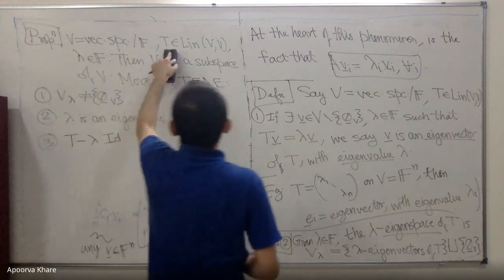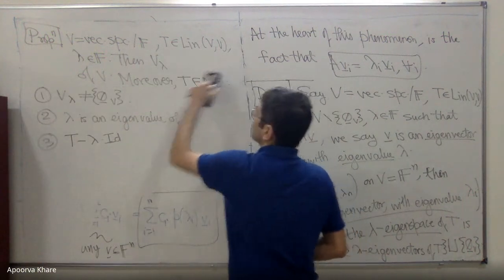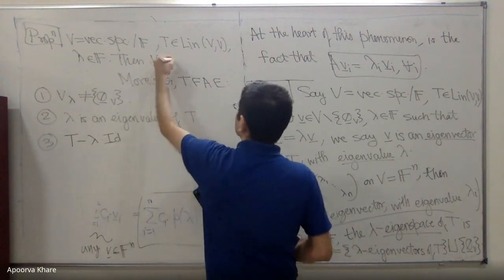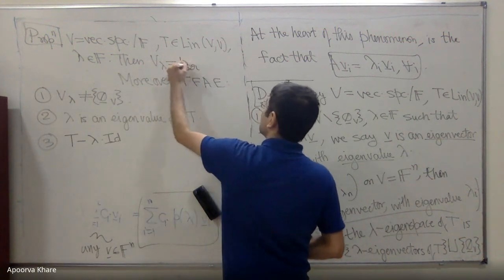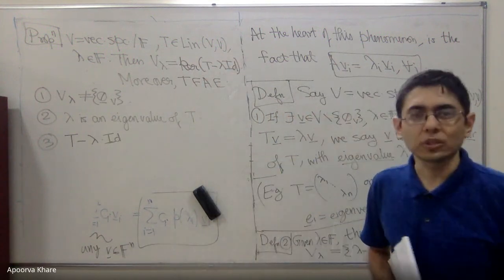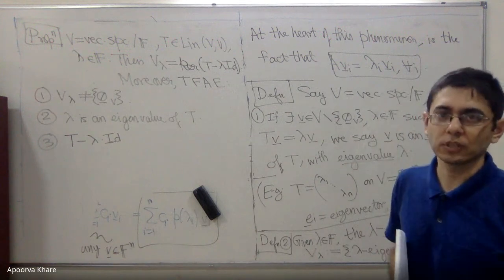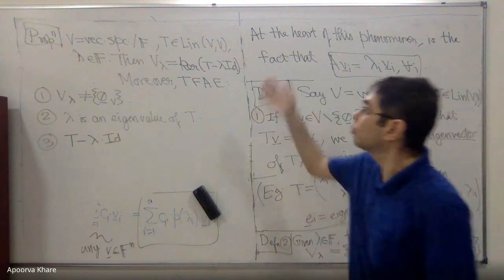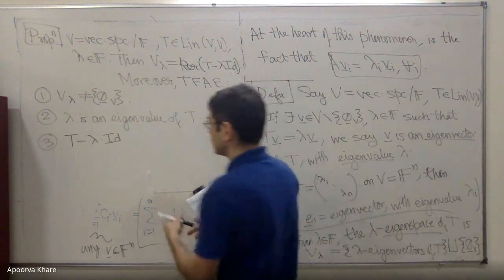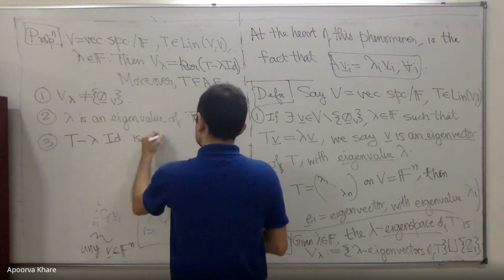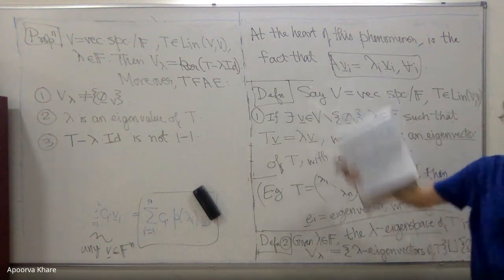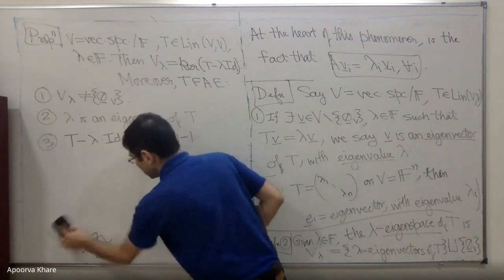Actually, let me not just say it's a subspace, because I want to remind you of this later. So this is precisely the kernel of T minus lambda identity. And of course, every kernel is a subspace, so this is a subspace. It's more than just saying it's a subspace. I'm telling you what subspace. It is the kernel of a linear transformation from V to V. These are equivalent, and that is the statement of the result.